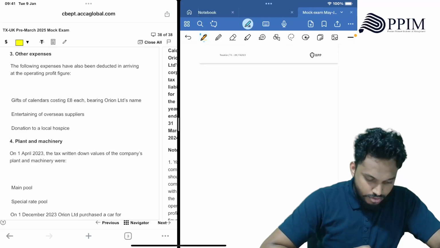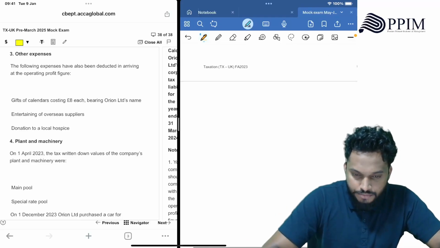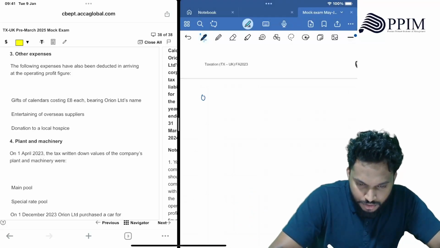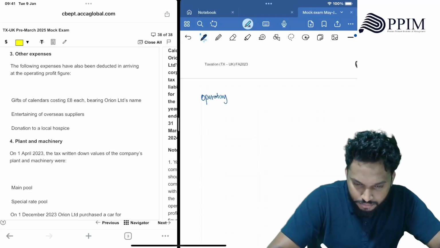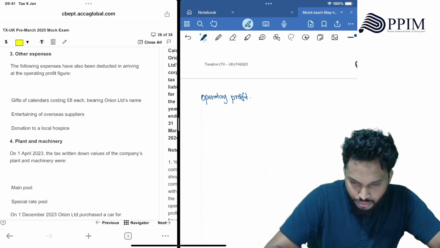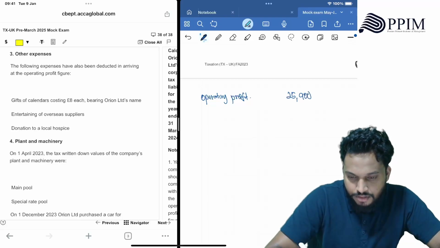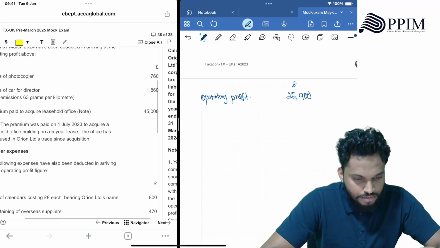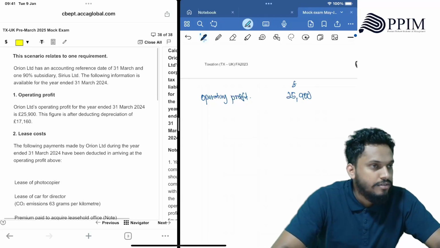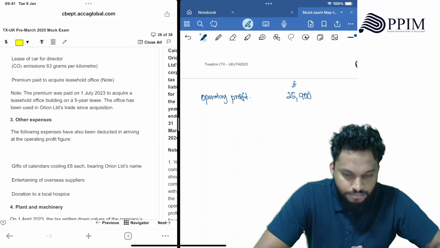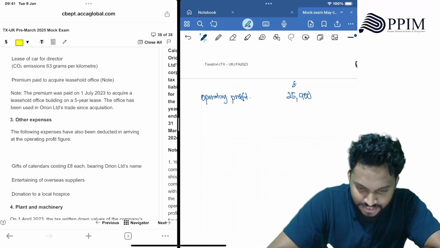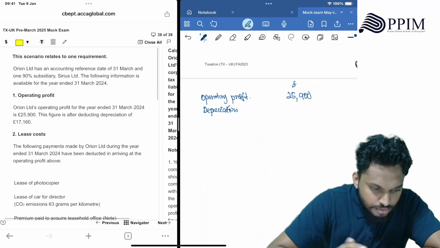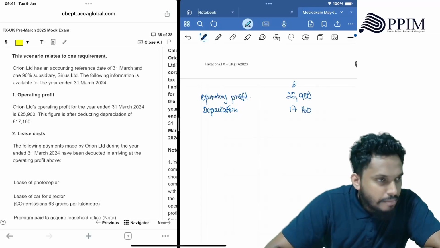Okay, so just tell me the figures we got. Operating. So we got an operating profit of 25,900. Then I took depreciation, 17,160. You need to add that back.